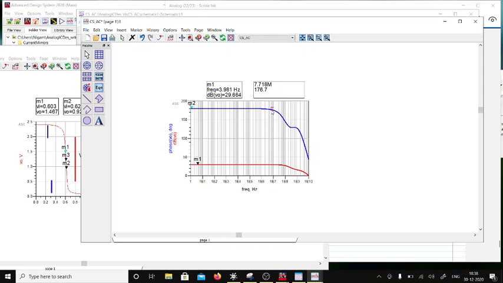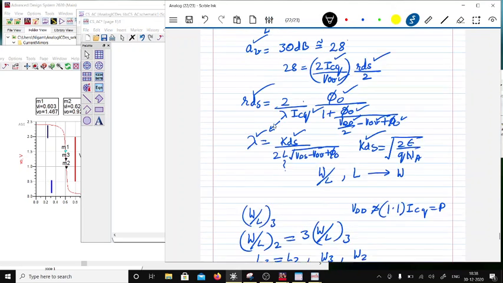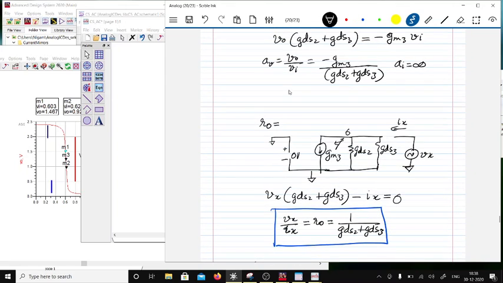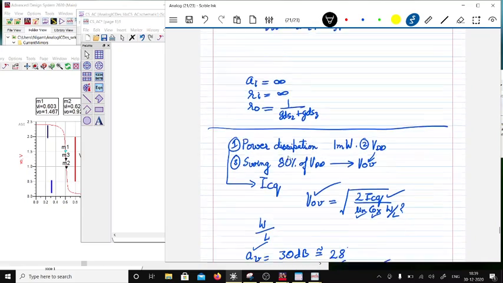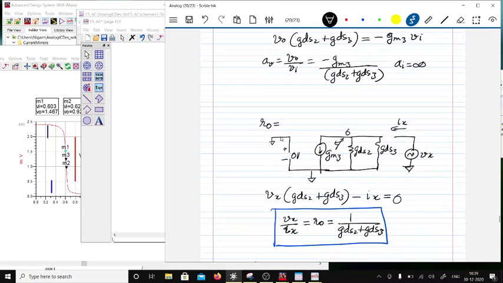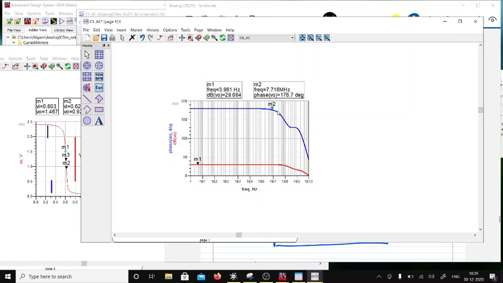So this is your first corner, and this first corner is because of this CGD over here. That CGD multiplied by AV will be the Miller capacitance referred to the input. That would be the cause of this corner frequency, and there will be a resistance here, right? So that RC time constant, or the first pole, will come from the Miller capacitance referred to the input.